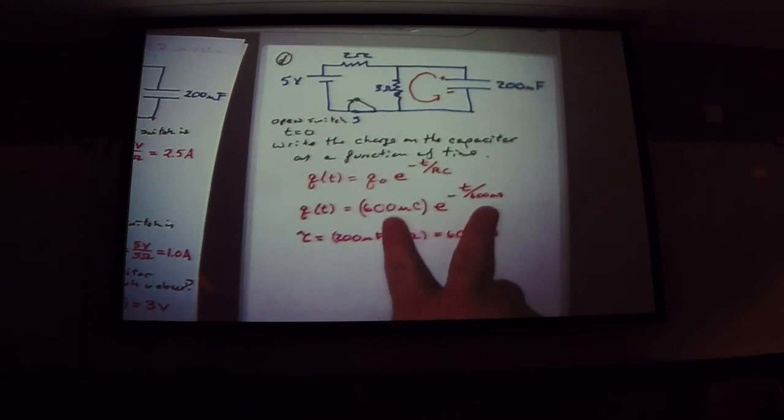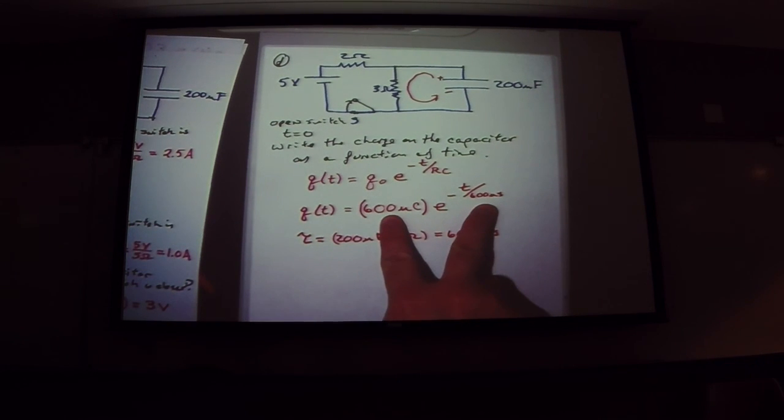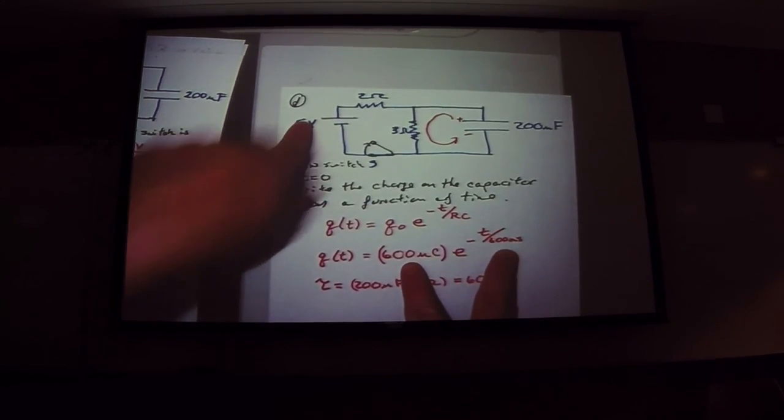Coincidence, by the way, that these two are both 600. It's because it chose such simple numbers, that this 5 volt resistor.